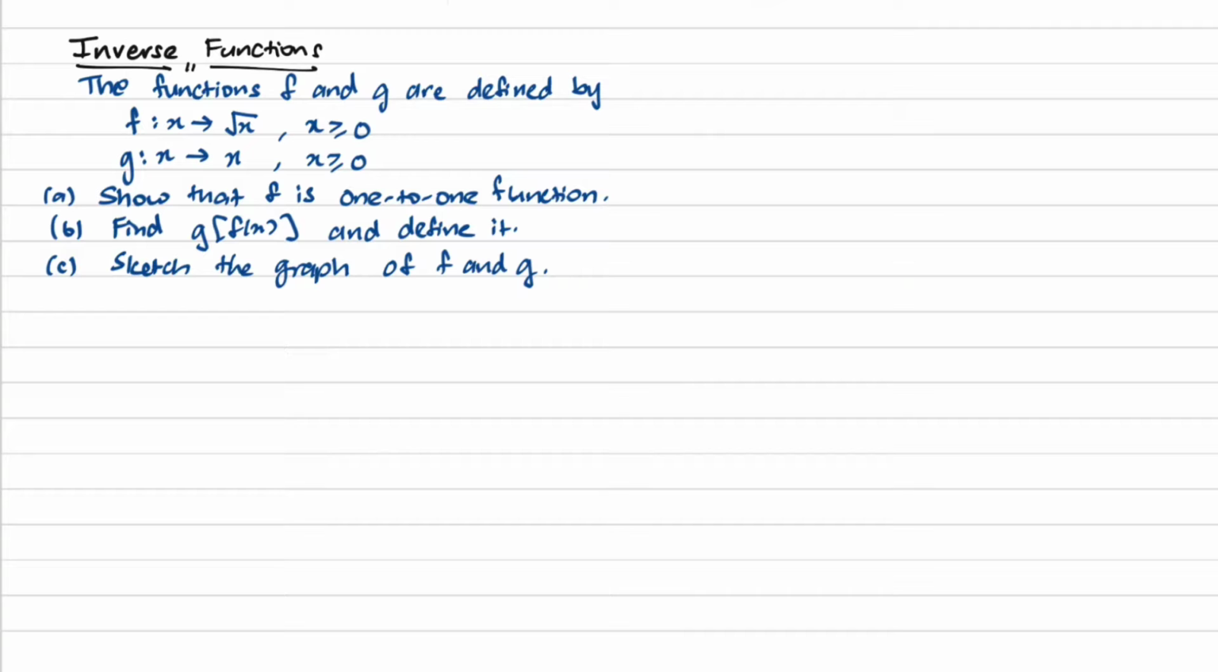Now, let's take a look at this next example. The functions f and g are defined by f(x) equal to √x and g(x) equal to x², where both have domain given as x greater than or equal to 0. A. Show that f is a one-to-one function. Remember, whenever we look at this question, one-to-one function means that we have two ways to answer this. One is algebraically and another one is graphically. So let's try by using the algebraic approach first.